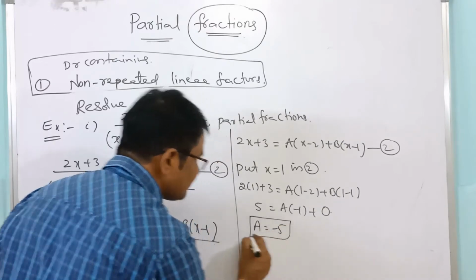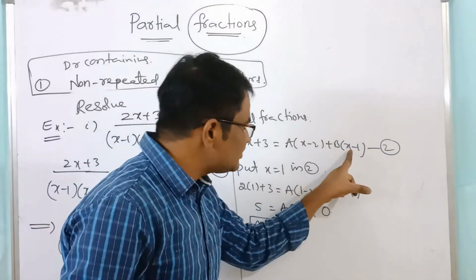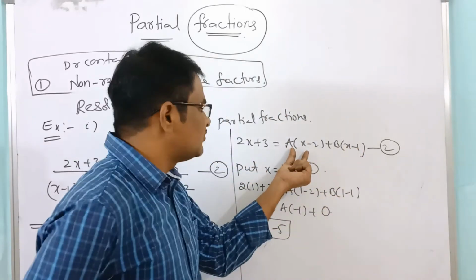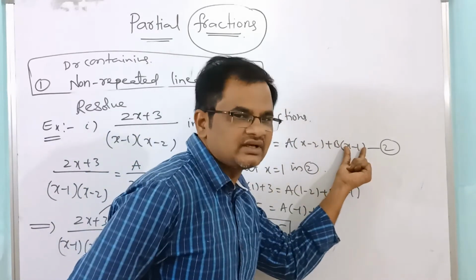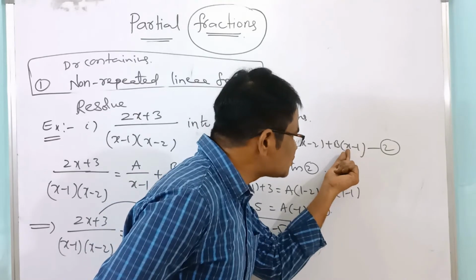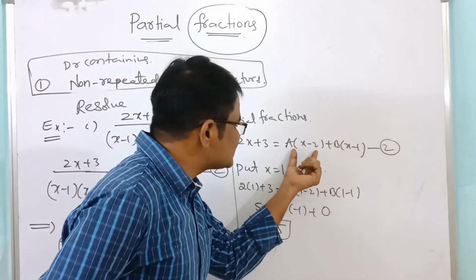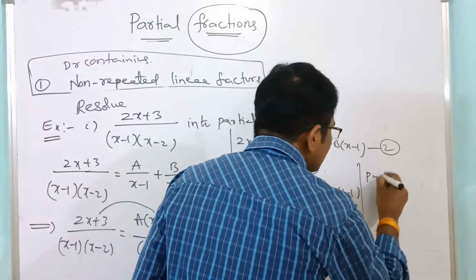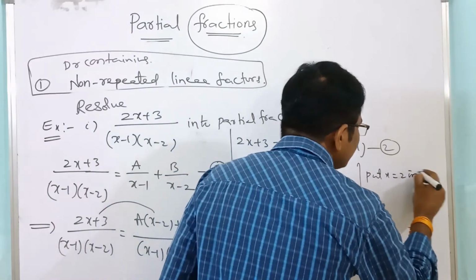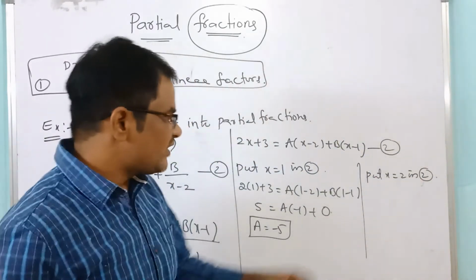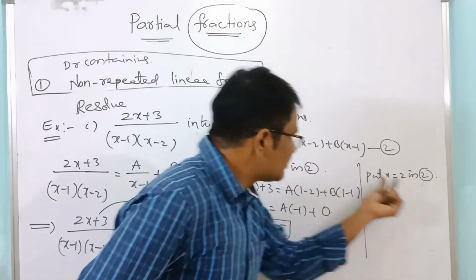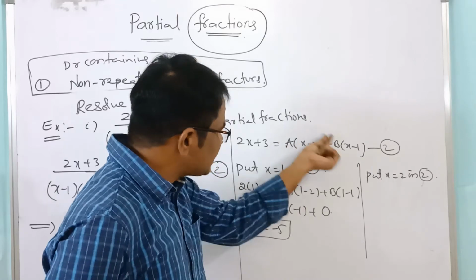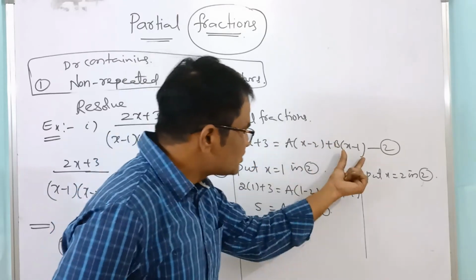To get the a value, substitute x equal to 1, because if it is 0 then the a value will come. If it is 0 then the b value will come. How to get this as 0? By substituting x equal to 1. How to get this as 0? By substituting x equal to 2. Now the second one, put x equal to 2 in equation number 2. Why are you substituting x equal to 2? For getting b, because if you substitute x equal to 2, 2 minus 2, this whole term becomes 0. So here you will get b.